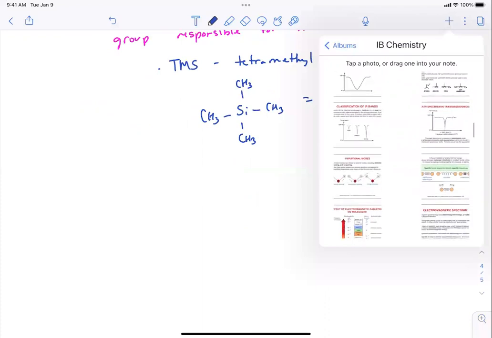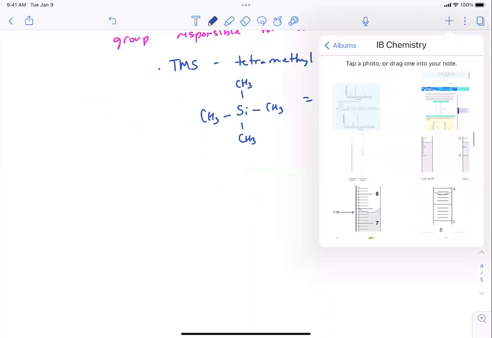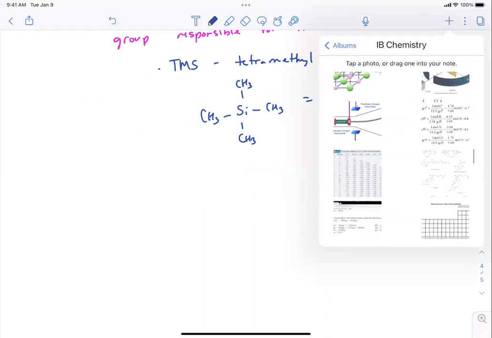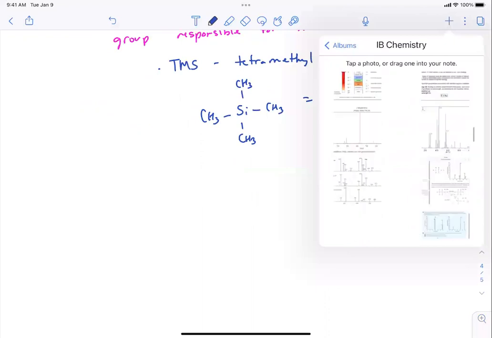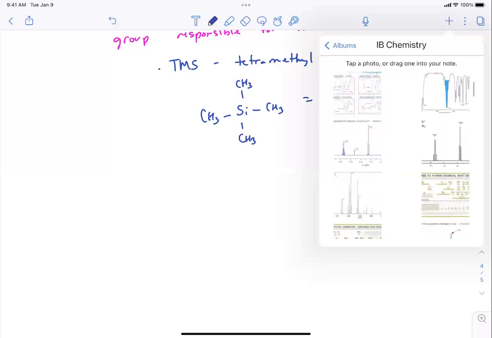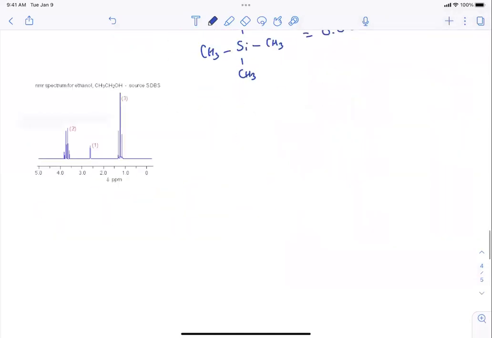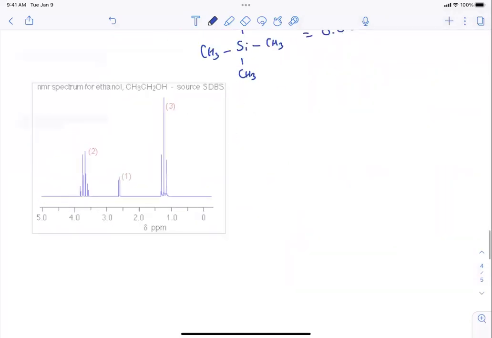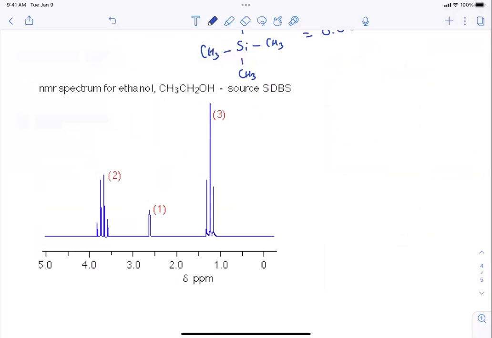Let's pull up an NMR spectra here, and we'll talk about it. Wait, where did I go? Oh, that's okay. That's fine. Okay. This is ethanol. Now, ethanol looks like this. Hopefully, y'all know that by now.